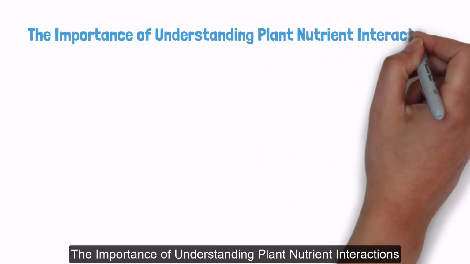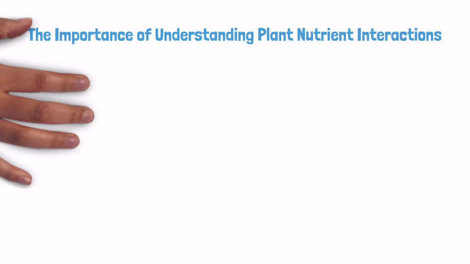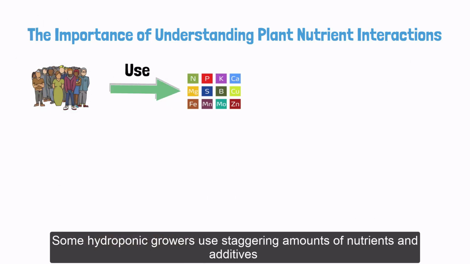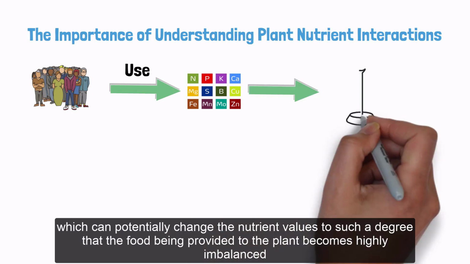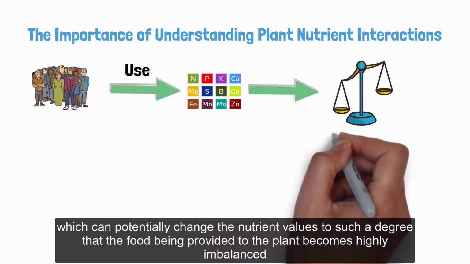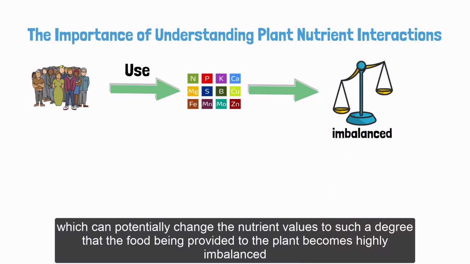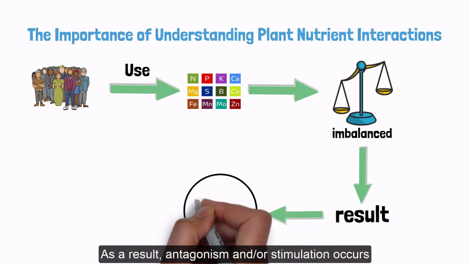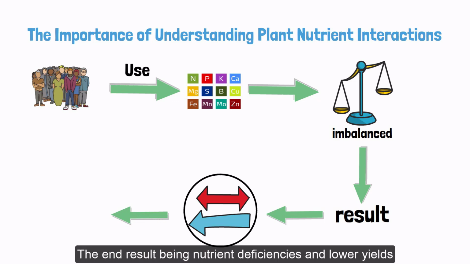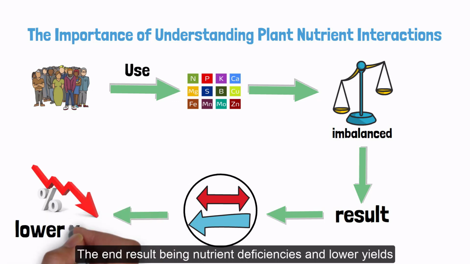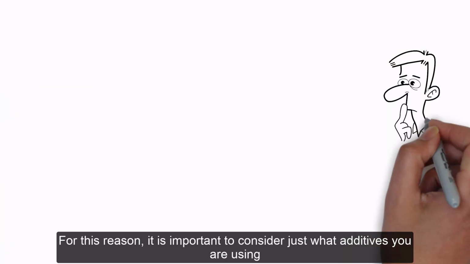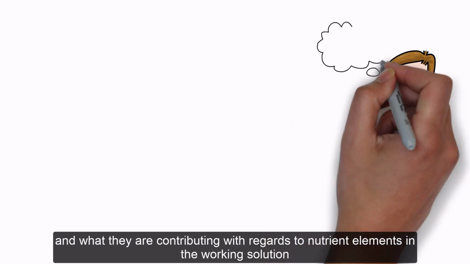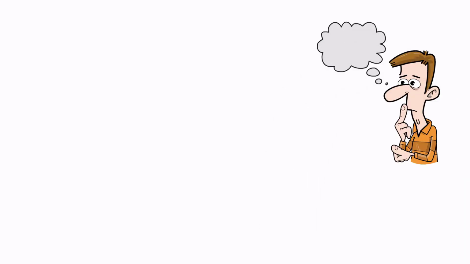The importance of understanding plant-nutrient interactions. Some hydroponic growers use staggering amounts of nutrients and additives, which can potentially change the nutrient values to such a degree that the food being provided to the plant becomes highly imbalanced. As a result, antagonism and/or stimulation occurs. The end result being nutrient deficiencies and lower yields. For this reason, it is important to consider just what additives you are using and what they are contributing with regards to nutrient elements in the working solution.